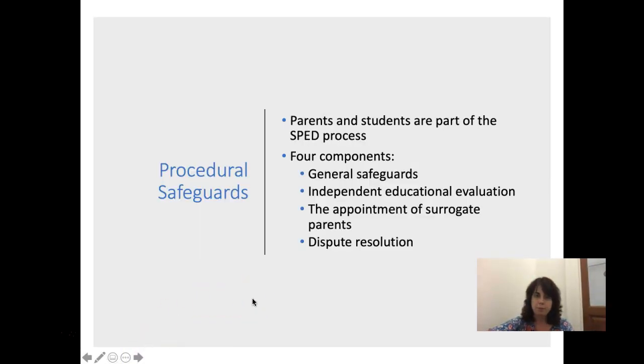So a little bit more about procedural safeguards. Again, I talked about parents and students as an integral part of that special education process. And there's 4 components of these procedural safeguards. So there's general safeguards, rights to an independent educational evaluation. So if a family doesn't agree with the evaluation that the school provided, they have a right to pursue an independent evaluation of their child. They can appoint surrogate parents if that's appropriate, and they have rights to dispute resolution.